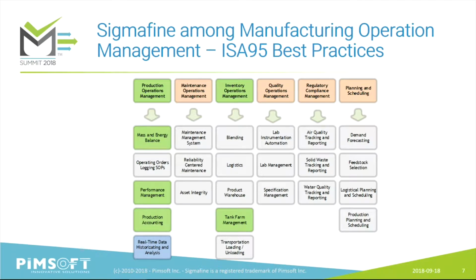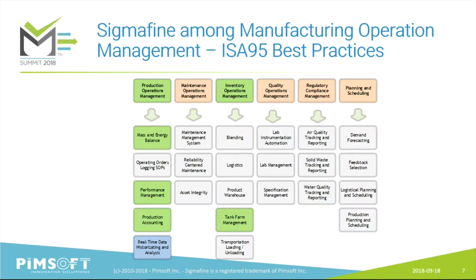So for this, one of the most important things is: what is the Sigmafine environment? What is the ecosystem associated with Sigmafine? For that, we are considering, for instance, what we have in ISA 95, the different elements that we have, starting from plant scheduling, reporting, operation management, regulation compliance management. We have the maintenance operation management, and the area where the Sigmafine or Pimsoft solutions are.